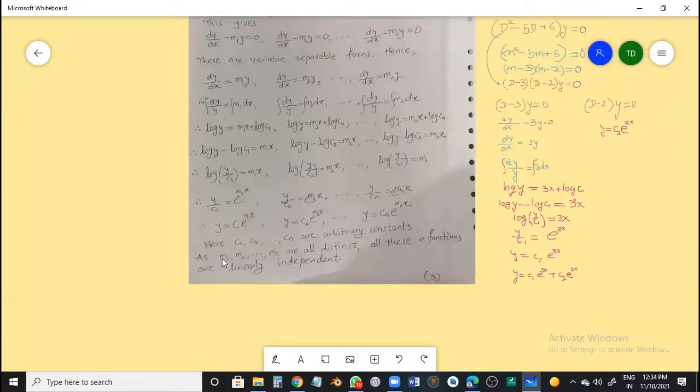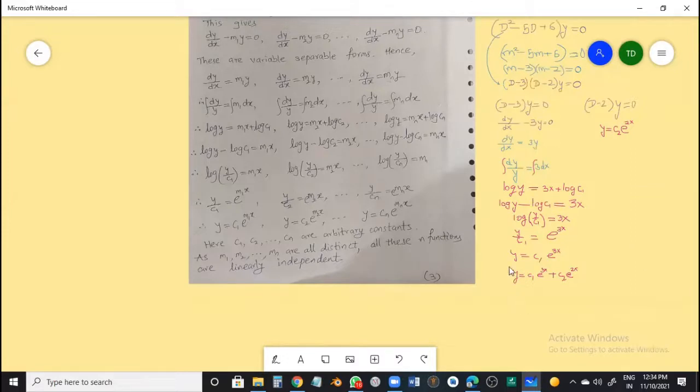One thing I have to mention here. See, y equal to c1 e raised to m1x, y equal to c2 e raised to m2x, and so on, y equal to cn e raised to mnx. So c1, c2, cn are arbitrary constants, but m1, m2, up to mn, they are all distinct real roots. So these functions are linearly independent functions. Already this we have learned in linear algebra last year.